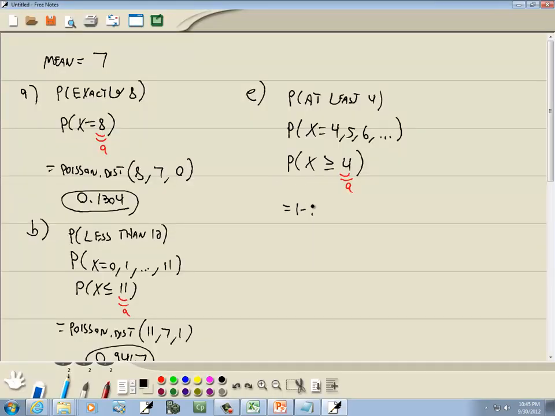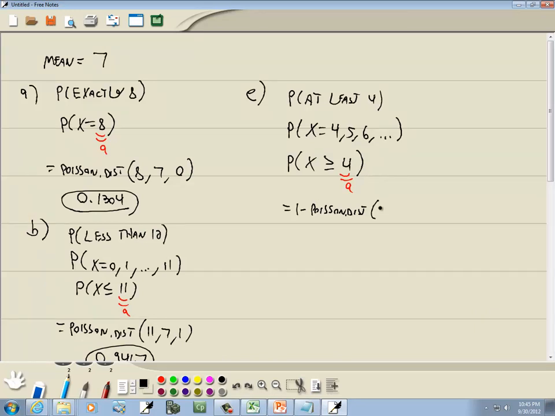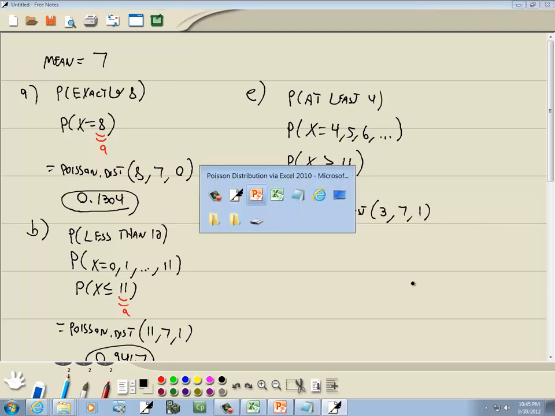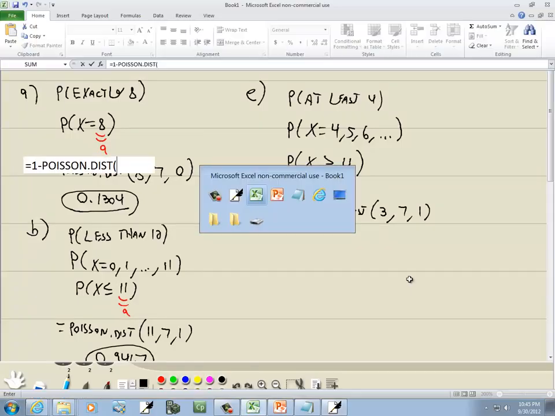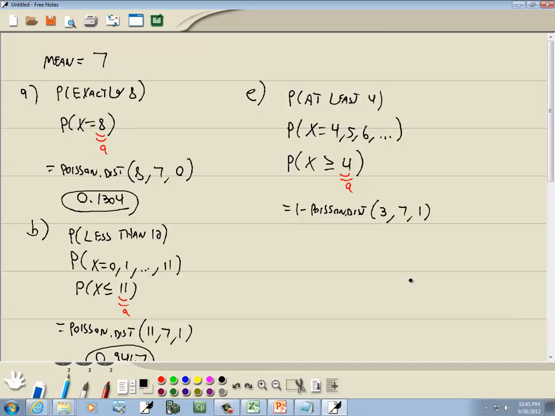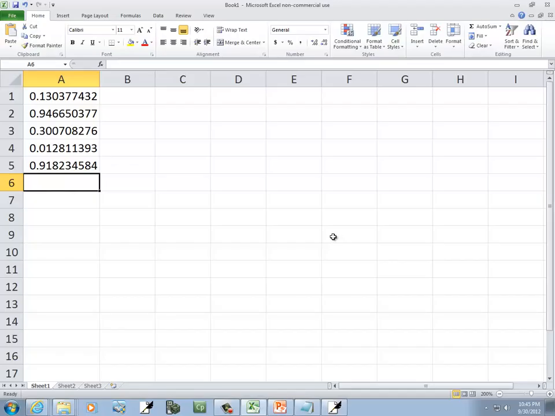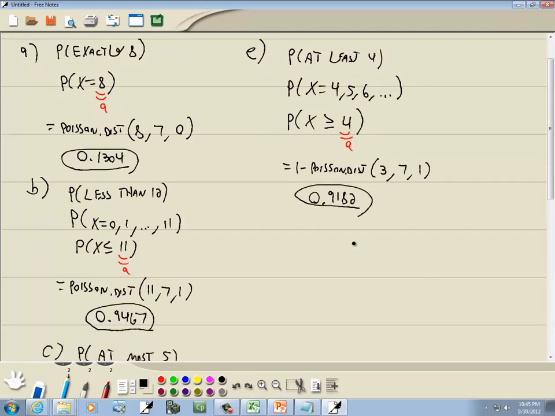Now that's our third form again. So we'll do equals 1 minus Poisson distribution, and it says a minus 1. A was 4, 4 minus 1 is 3, comma, our mean, which is 7, and then 1. 1 again is a cumulative, means that we're adding a cumulative, where 0 is just the exact case. So let's go put this in Excel. Equals 1 minus Poisson distribution, 3, 7, 1. And then enter. So that gives us 0.9182.